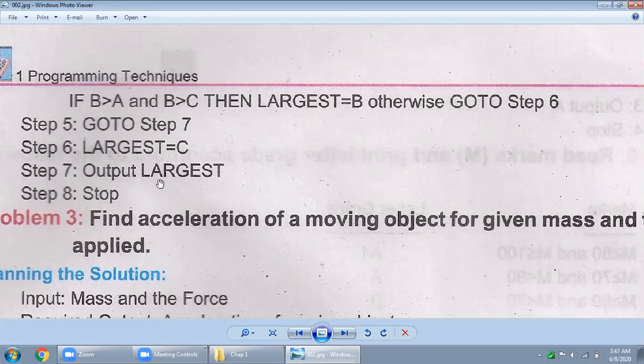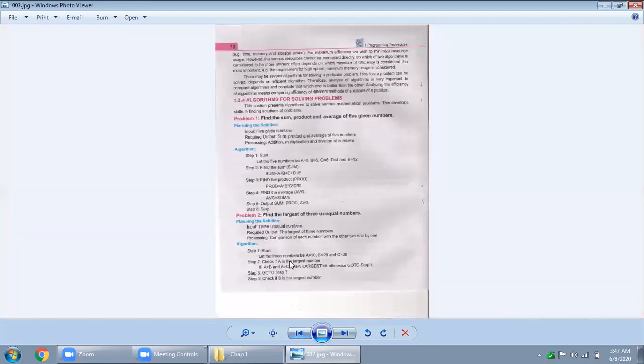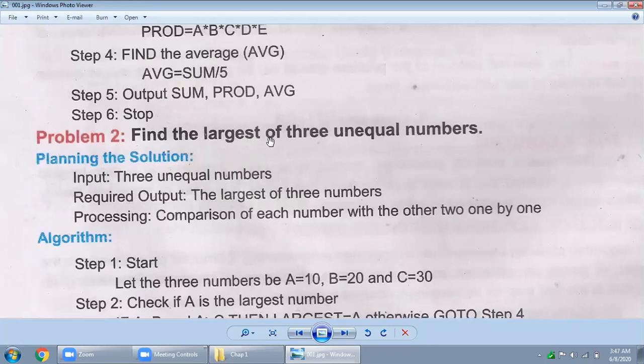Now, your assignment and homework is also something you have 3 days to do, and it is very easy. The question was: find the largest of 3 unequal numbers. Now I will change this one: find the smallest of 3 unequal numbers. This will be your homework and your assignment as well. So you must do this.